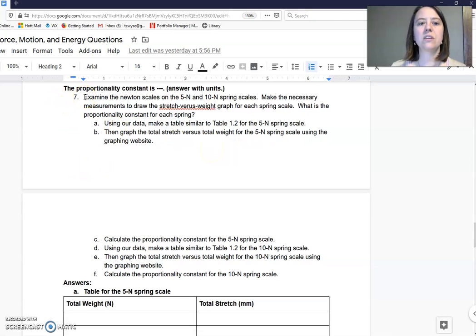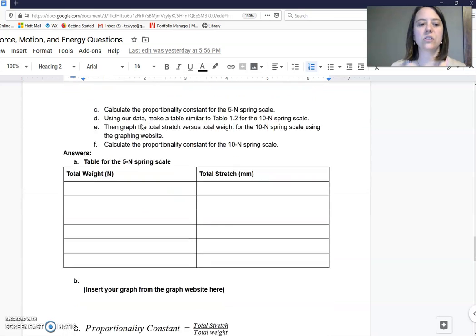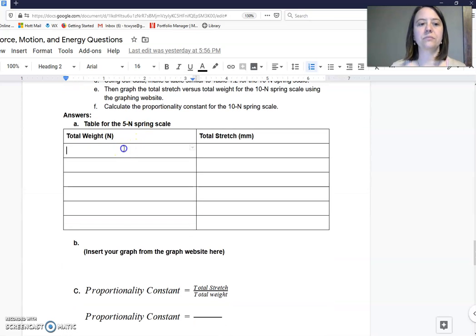It says examine the Newton scales on the 5 Newton and 10 Newton spring scales. Make the necessary measurements to draw the stretch versus weight graph for each spring scale. What is the proportionality constant for each spring? So A, using your data, make a table similar to table 1.2 for the 5 Newton spring scale. So I will be giving you some data today, so let's scroll down to the answers.